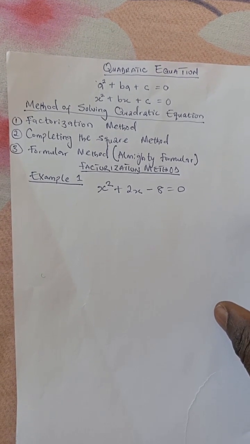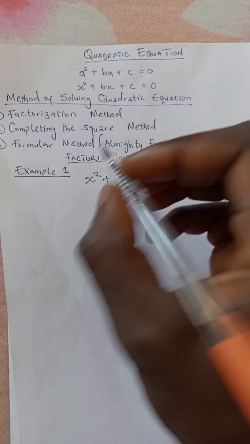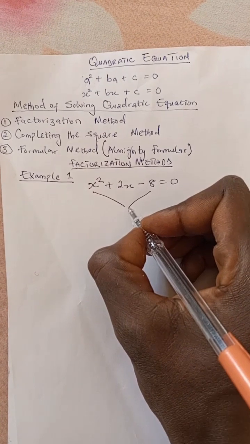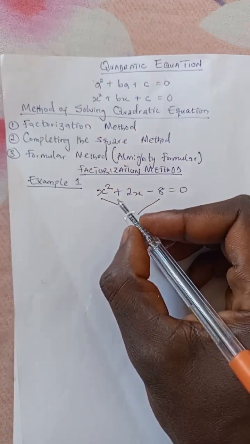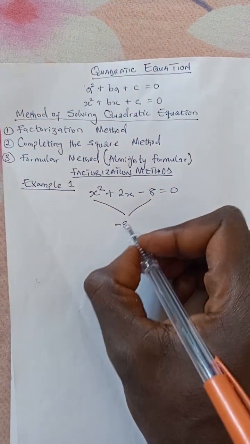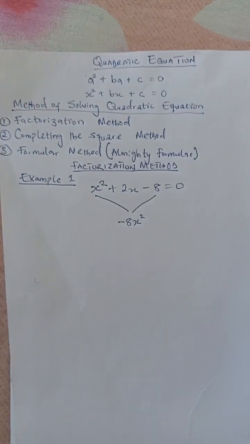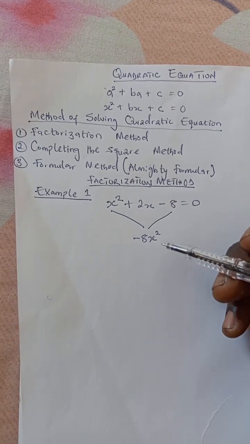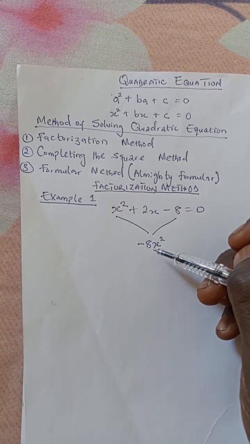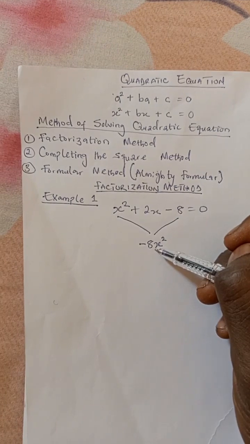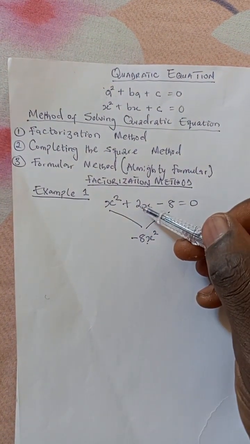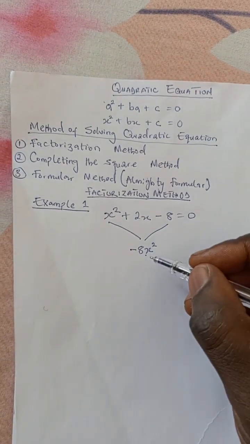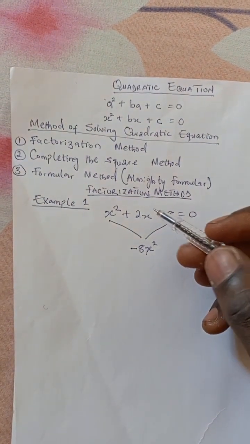You multiply the first and the last term together. So minus 8 times x squared will give you minus 8x squared. You multiply the first and the last term, and then find two factors that when you multiply is going to give you this minus 8x squared, and when you add them is going to give you plus 2x. So now let's find the factors.